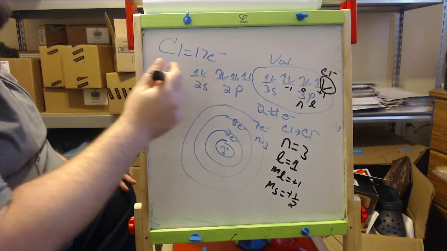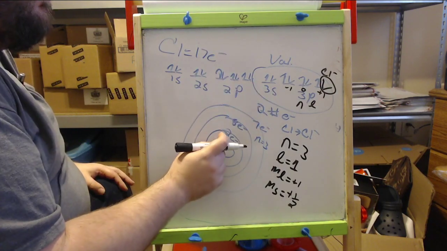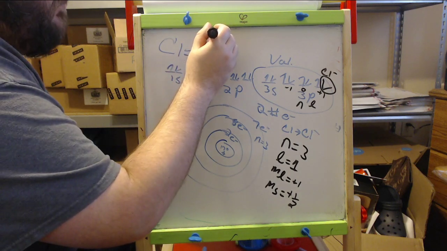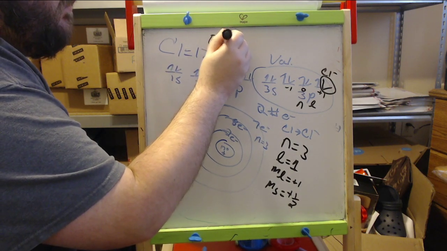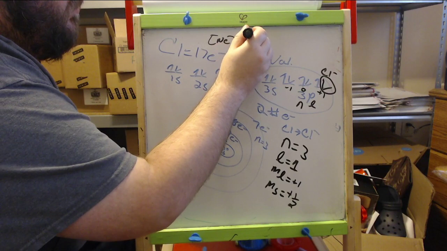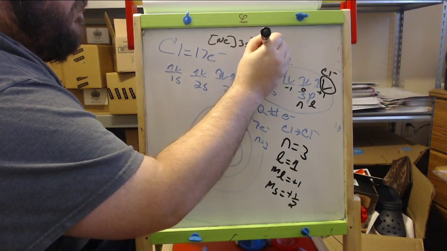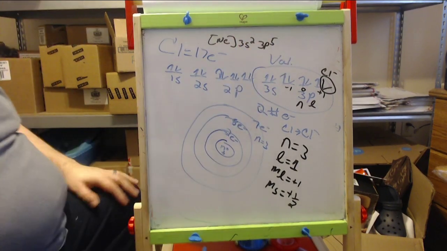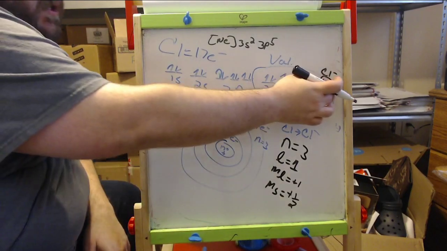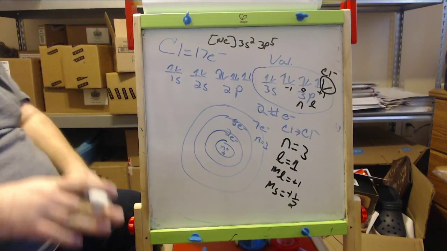If I wanted to write chlorine in the shorthand way, chlorine by itself would be neon, 3s2 in the noble gas way, 3p5. If I wanted to write it as this one, it would be neon with a 3p6.